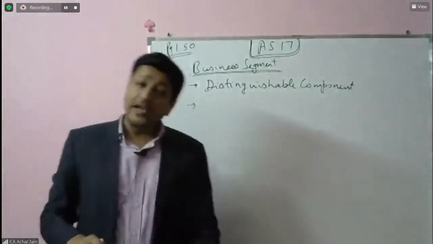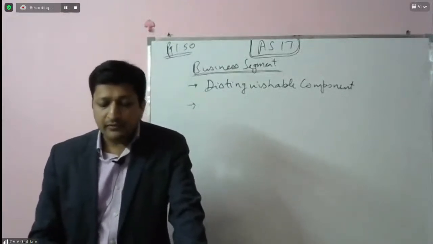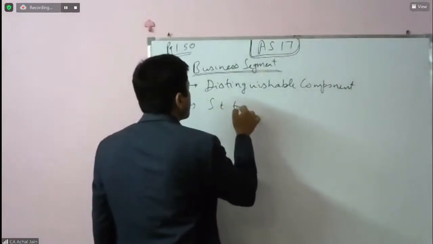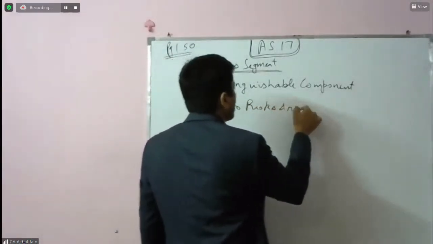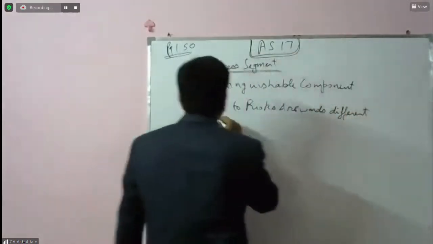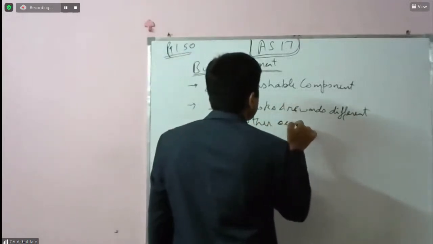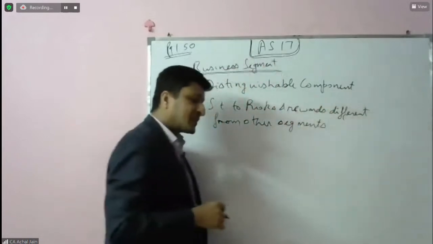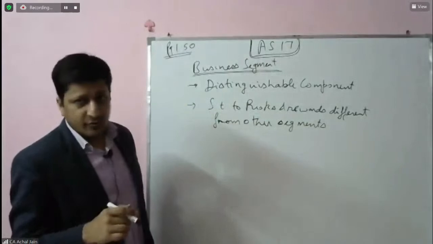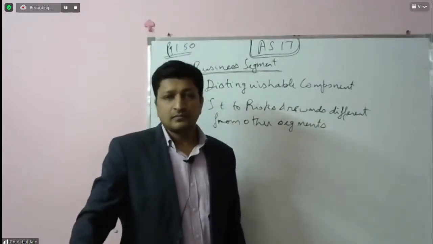Number two, a very important point, that component is subject to risks and rewards that are different from other business segments. Subject to risks and rewards different from other segments. For example, when we talked about manufacturing of furniture, the risks and rewards which are attached to that business are different from the one which will be there in case of trading of furniture. Okay.